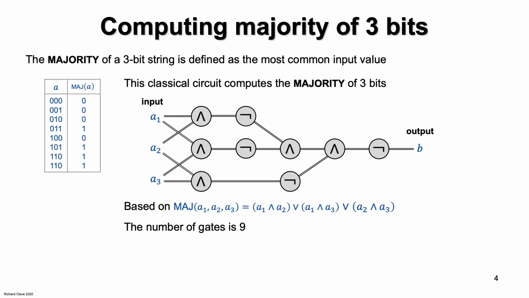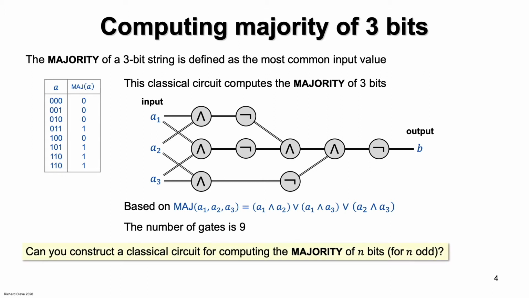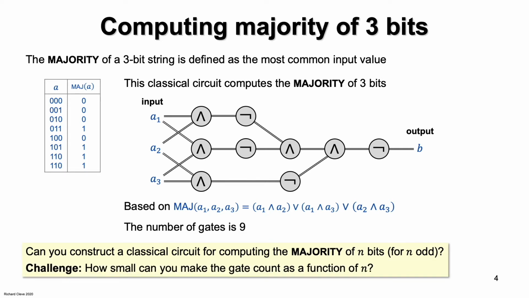Suppose that n is an odd number larger than 3. Can you construct a classical circuit for the majority of n bits for those values of n? What is the gate count of your construction? Does it grow polynomially or exponentially with respect to n? Can it be made to grow polynomially?